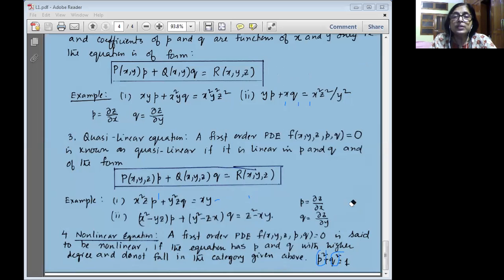So this is all for this lecture, and in the next lecture we will be starting with how to formulate partial differential equations, first order partial differential equations initially, and then we will move to the second order differential equations.